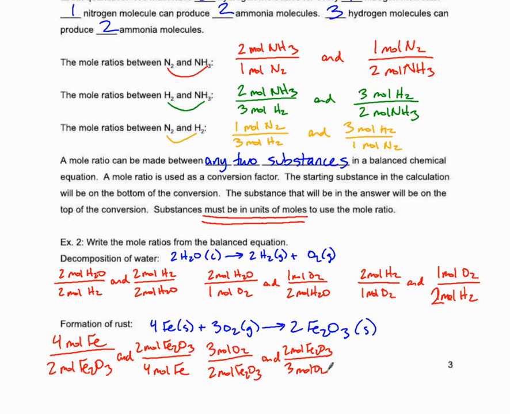Like we did above, you can also use this to compare the 2 reactants. If you have one, you need to know how much of the other. So for every 4 moles of iron, we need 3 moles of oxygen. And upside down, for every 3 moles of oxygen, we need 4 moles of iron. All of these numbers come from the balanced chemical equation. They're the coefficients. They have to come from the balanced equation.